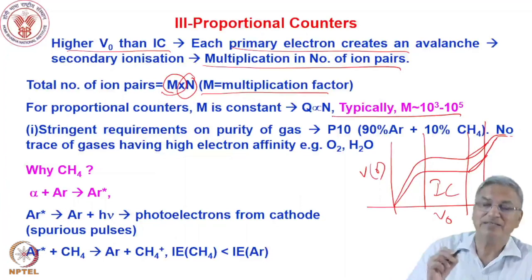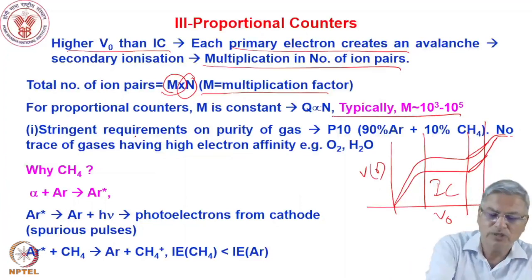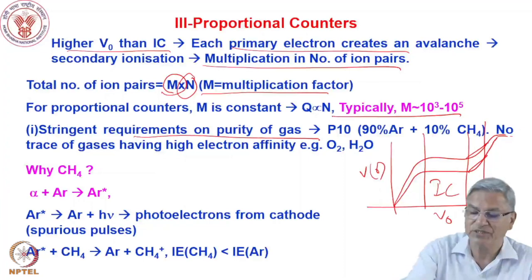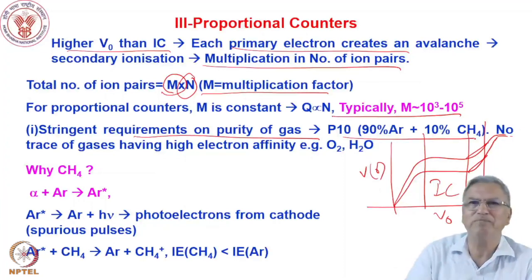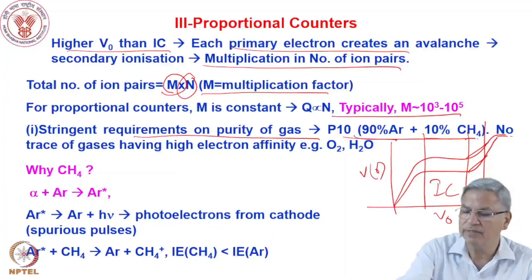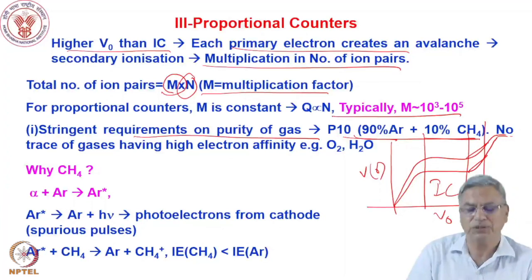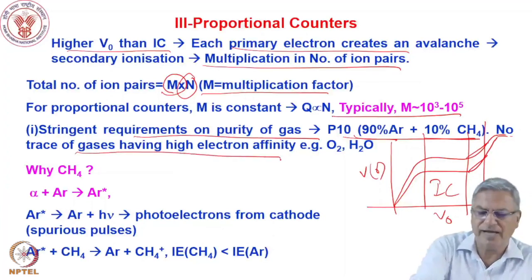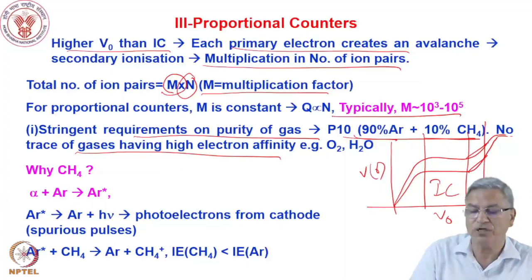But the fact that m has to be constant puts a requirement on the purity of the gas. There should not be any gas in the medium which has a high electron attachment coefficient, meaning any electronegative gas like oxygen or moisture, which can pick up electrons from the ionization and so change the multiplication factor. So typically, 90% argon and 10% methane, which is called P10 gas, is used, without any traces of a gas having high electron affinity like oxygen or moisture. This P10 gas is commercially available, and it is filled in the proportional counter tubes.